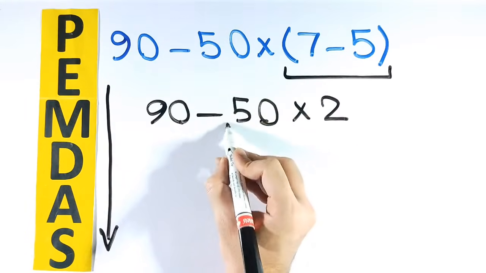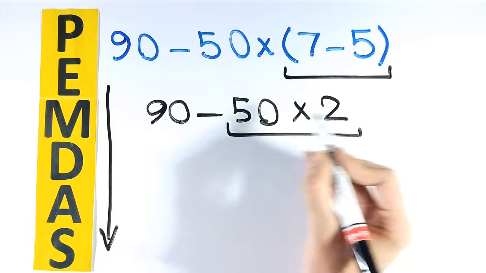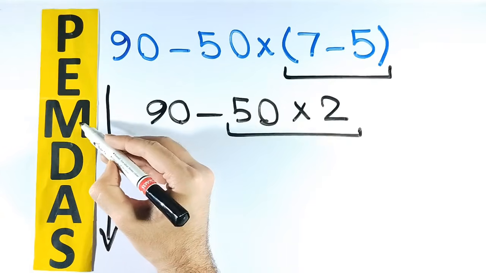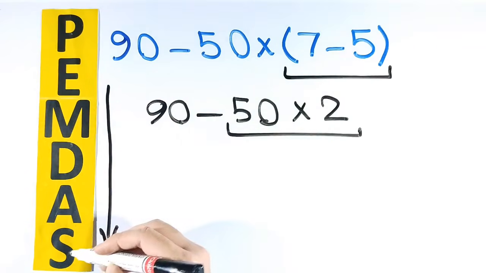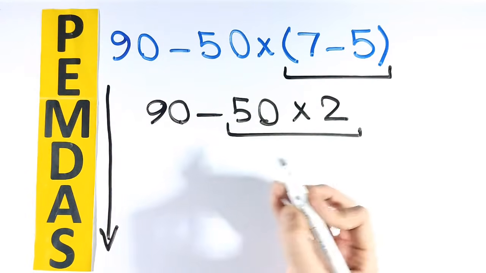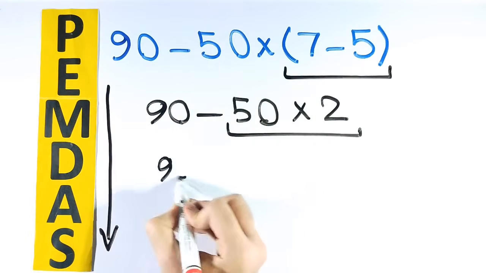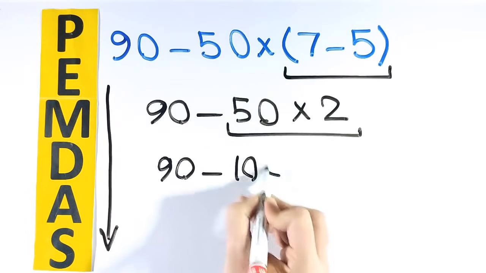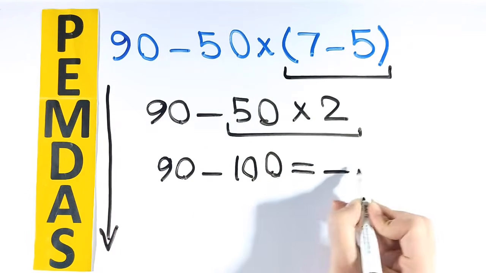And the next step, we go for the multiplication between 50 and 2, because multiplication has a higher priority than subtraction. So, we rewrite this expression as 90 minus 100, which finally gives us the answer negative 10.